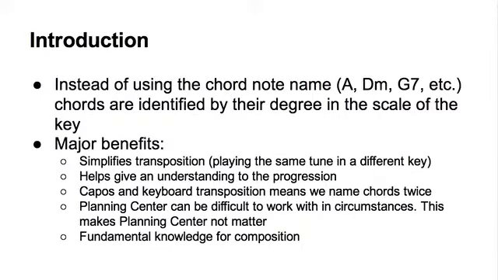So instead of using the names of the chords like A or D minor, G7 or F sharp or what have you, we're going to identify the chords by their degree in the scale that the key of the song is in. It takes a little bit of work, but this has some really important benefits. It simplifies transposition, which means that you can take a lead sheet and play it in a completely different key without having to do a whole lot of work.